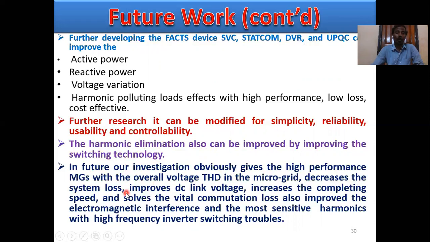which decreases the system loss, improves DC link voltage, increases the computing speed, and solves the vital commutation loss. It also improves electromagnetic interference and the most sensitive harmonics with high frequency inverter switching techniques.